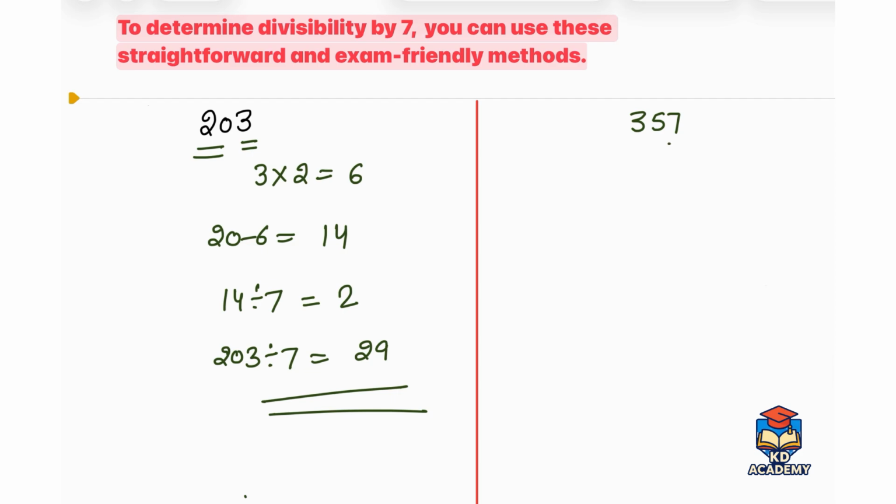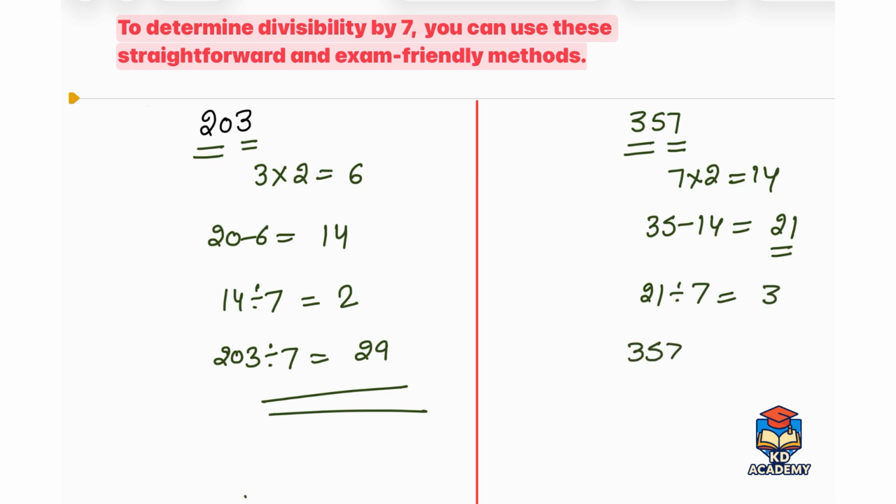Same process. Take the last digit and double it. And subtract 14 from 35. Now you can see that 21 is completely divisible by 7 (7 × 3). That means the whole number is also divisible by 7. This trick works because of the mathematical relationship between place value and multiples of 7.